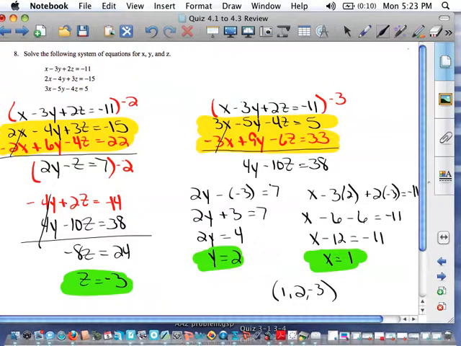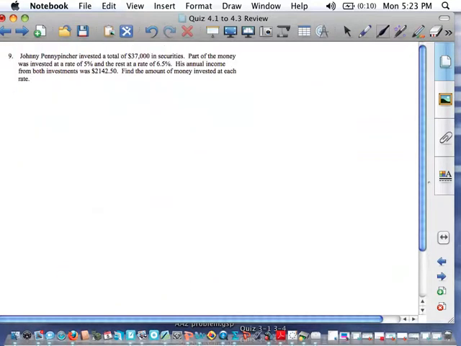Okay, let's take a look at question number 9. Question number 9 says, Johnny Pennypincher invested a total of $37,000 in securities. Part of the money was invested at a rate of 5% and the rest at a rate of 6.5%. His annual income for both investments was $2,142.50. Find the amount of money invested at each rate.